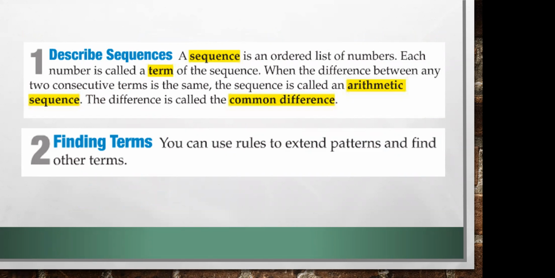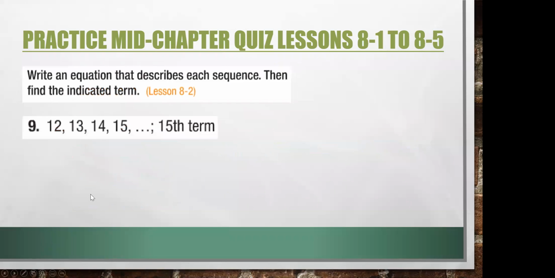When the difference between any 2 consecutive terms is the same, the sequence is called an arithmetic sequence, and the difference is called the common difference. Then you can use rules to extend patterns and find other terms. You'll have a problem where it asks you to write an equation that describes each sequence and then find the indicated term.